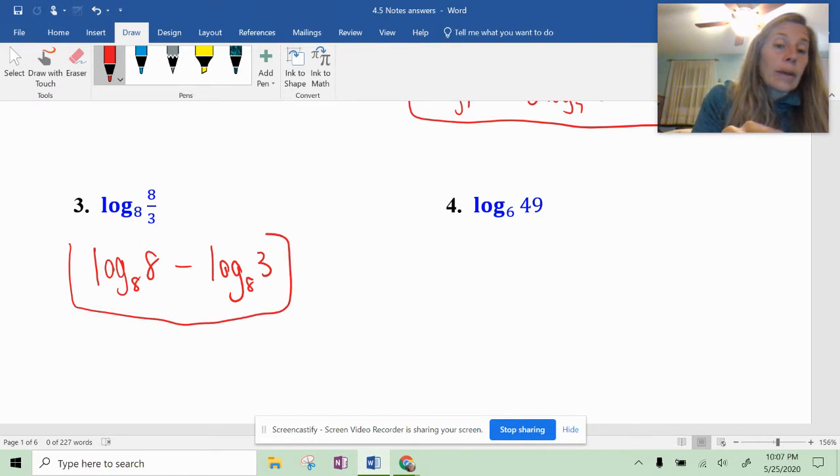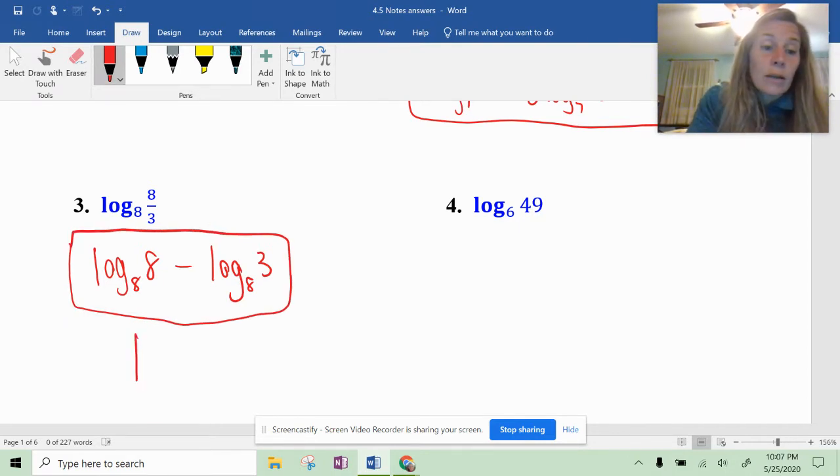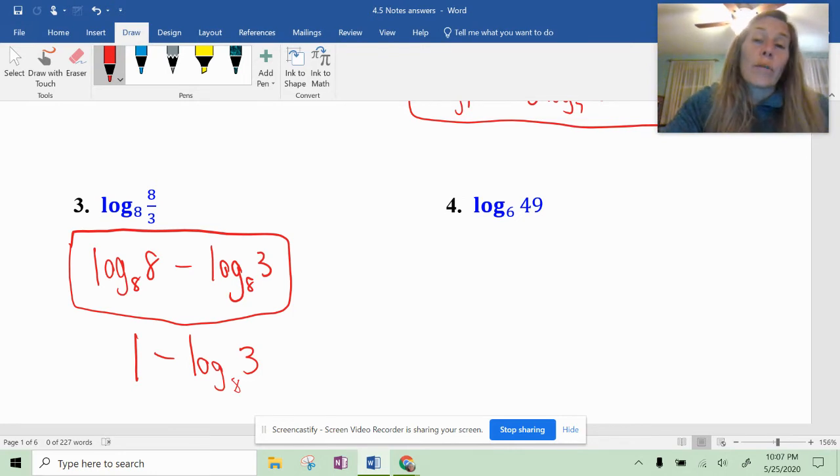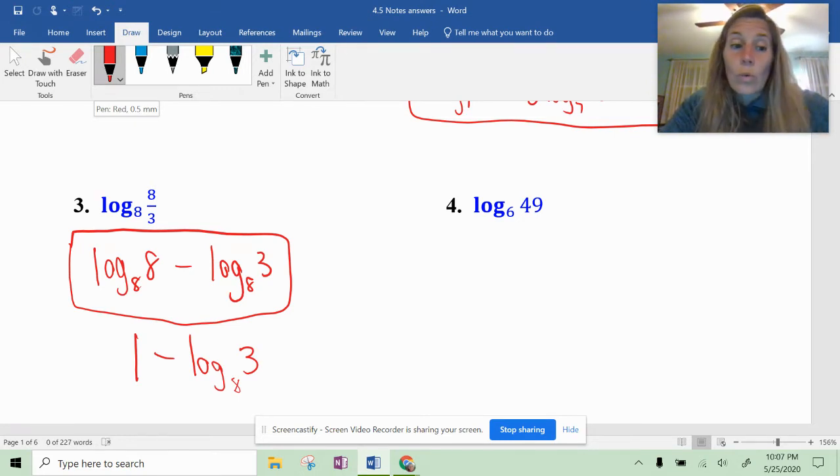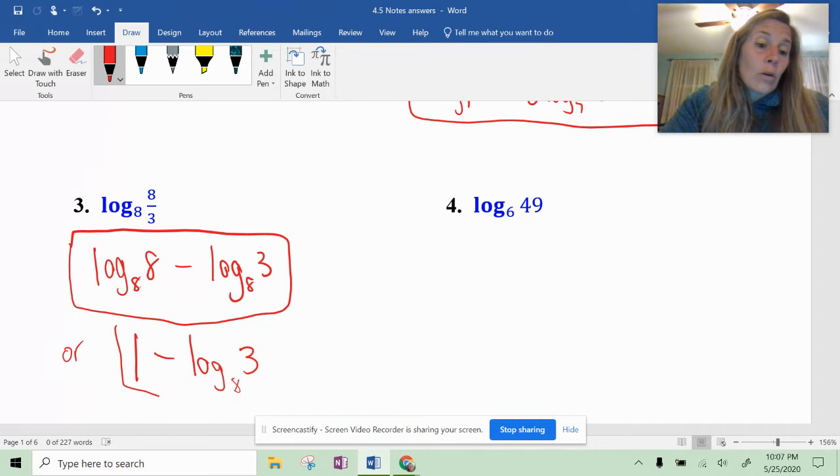And that's how we would expand that one. Now you could possibly see this written as 1 minus log base 8 of 3 as well, because if you remember from an earlier lesson, if you have a base 8 or any base, whatever it is, and this number here the same, that cancels out and just turns to 1. So just realize that both of those are the same.